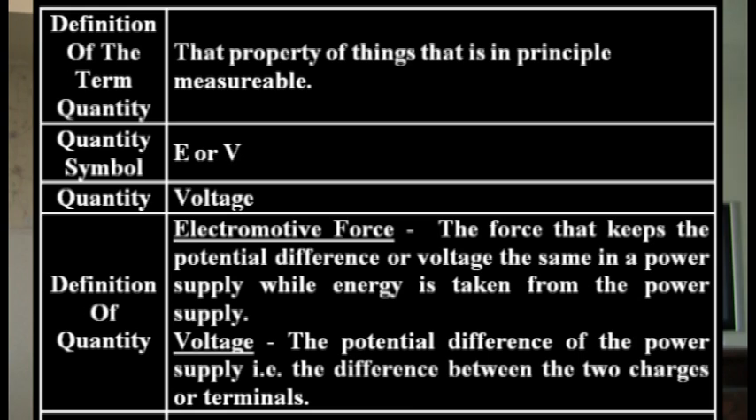From the chart, if you remember, I was referring to the first one as quantity. Well, quantity is actually that property of things that is in principle measurable. And that's what it means. That property of things that is in principle measurable. And it's very important you understand that.